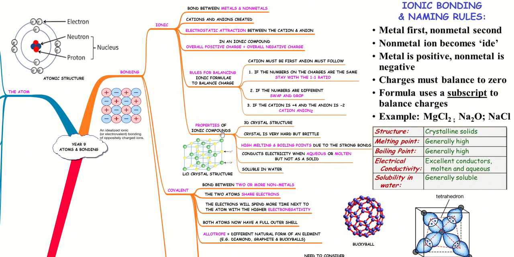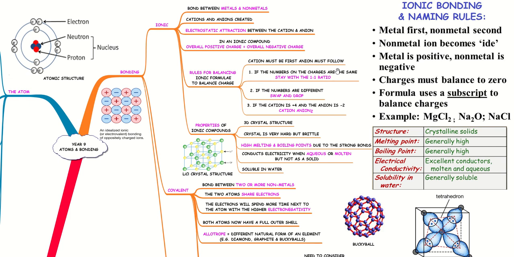All right, next we move on to the different types of bonding. Okay, so the first major type is called ionic bonding. It's between metals and nonmetals. And we say that there's an electrostatic attraction between the positive cation and the negative anion. And in the ionic compound, we get an overall neutral charge because we should be getting the same number of positive charges with the same number of negative charges. The rules for balancing equations, or ionic formula, we should say, I stick with these three rules.